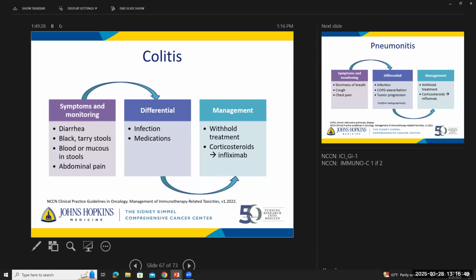These next few slides are just a couple of the different organ system manifestations. How does the patient present? What are some things that are in the differential? And how do we manage? I think one take-home message here is that if you have a patient with steroid refractory colitis, you're going to want to start the patient on infliximab. Everybody know what infliximab is? Okay, so a TNF antibody that calms down the inflammation that we typically see in inflammatory bowel disease.